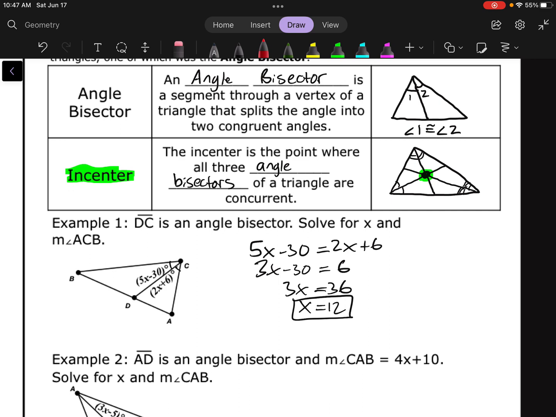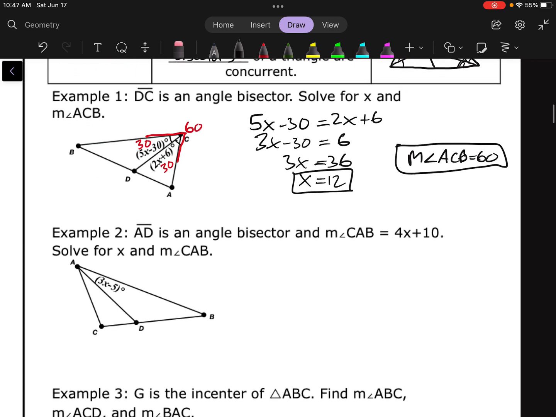Now, it also wanted the measure of angle ACB, so let's plug that 12 back in and see what happens. If I plug it into 5x minus 30, 5 times 12 is 60, minus 30 is 30. If I plug it into the other side, 2 times 12 is 24, plus 6 is 30. So the two measures are equal, so that's good. And that means that if I add them together for angle ACB, I get 60. So the measure of angle ACB is 60.